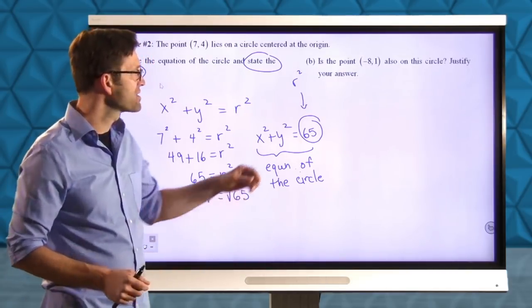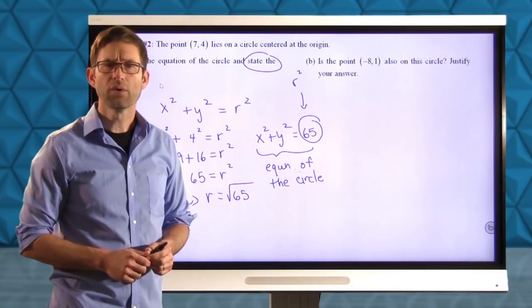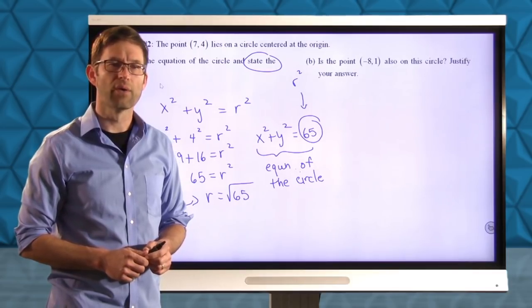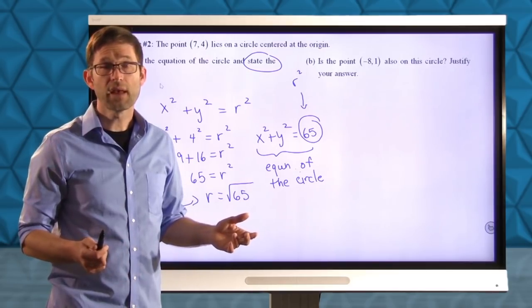Now, letter B asks, is the point -8, 1 also on this circle? Justify your answer. Well, see if you can figure this out. Pause the video now and take a few minutes. All right, well, let's take a look.